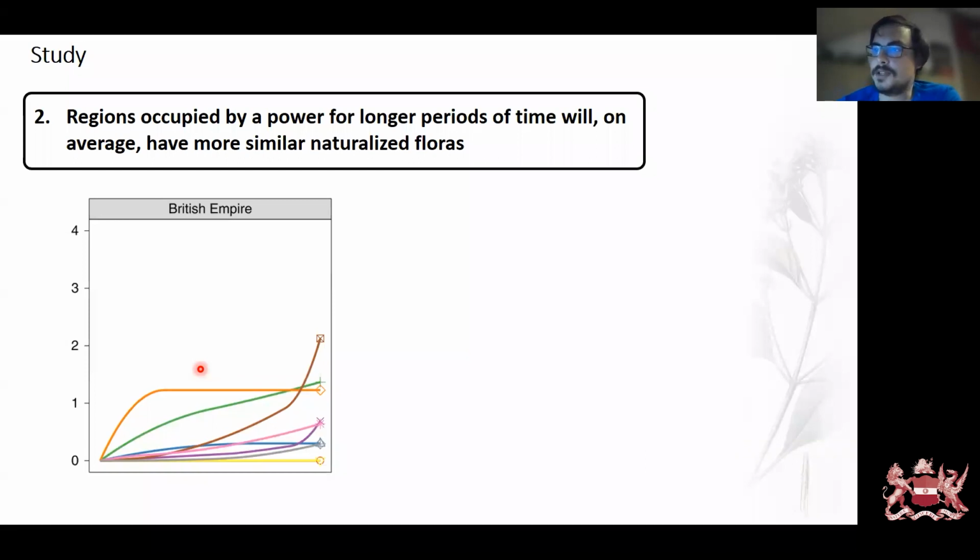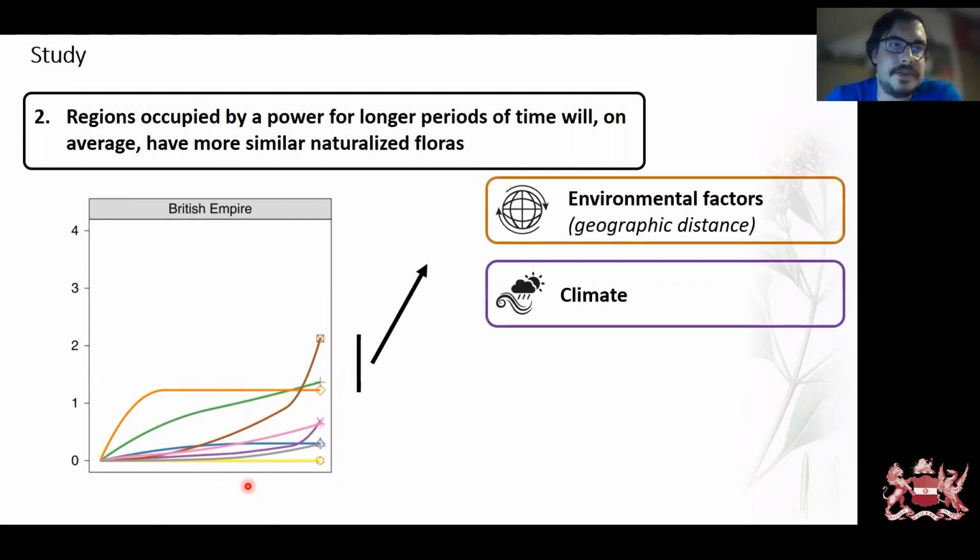What this means here in the British Empire, we get a plot which looks like this. So we have turnover here and the predictor range is here, and the colors indicate different drivers we were looking at. And just to summarize this, to make it a bit easier to grasp, these upper three drivers relate to environmental factors, mainly geographic distance and climate, explaining where we find similar non-native floras, which makes sense because if climatic similarities between regions are higher, then of course the species that we can find there are more likely to be the same.